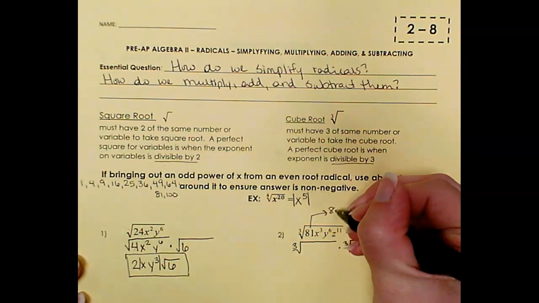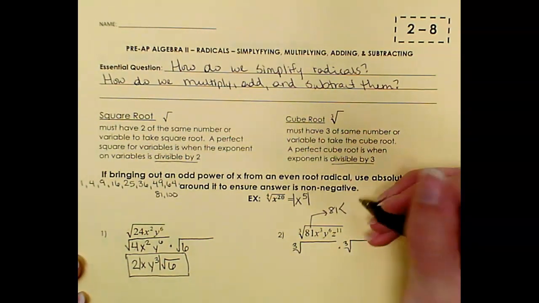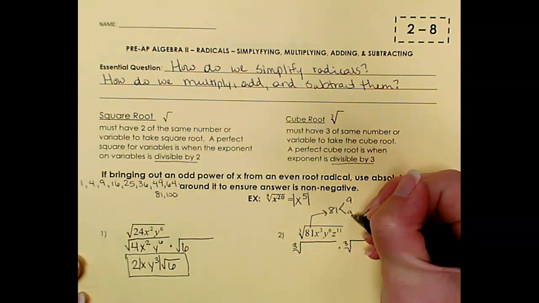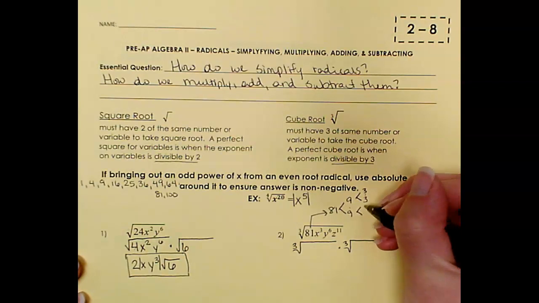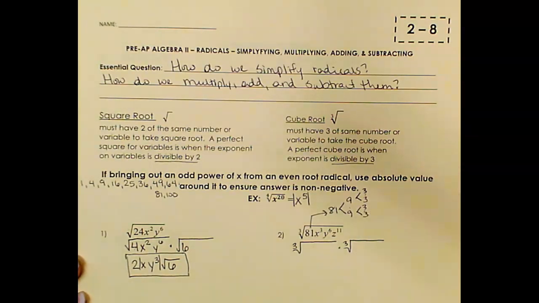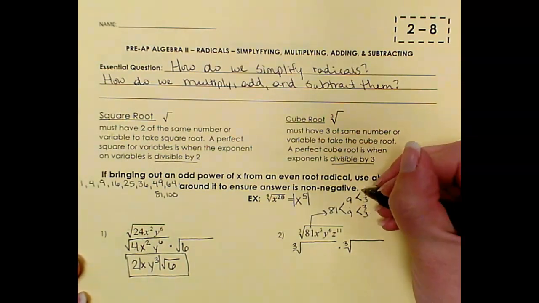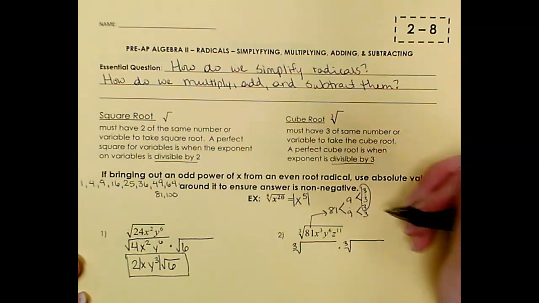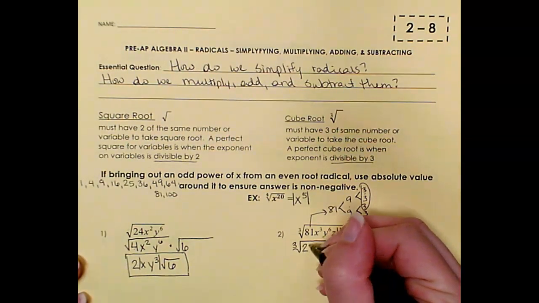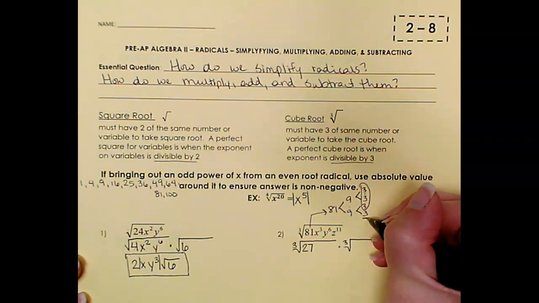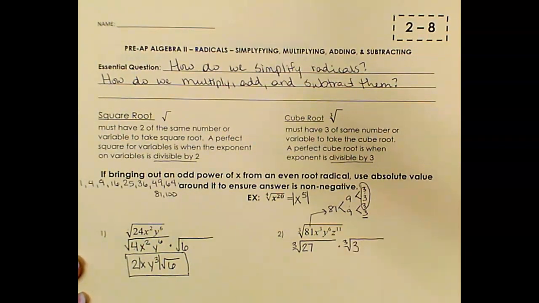So maybe I'm going to break up 81 into its factors. This is 9 times 9. 9 is equal to 3 times 3, 3 times 3. So here's 3 of the same number right here. 3 times 3 times 3 is 27. That's a perfect cube. And then the leftover goes in the leftover radical.